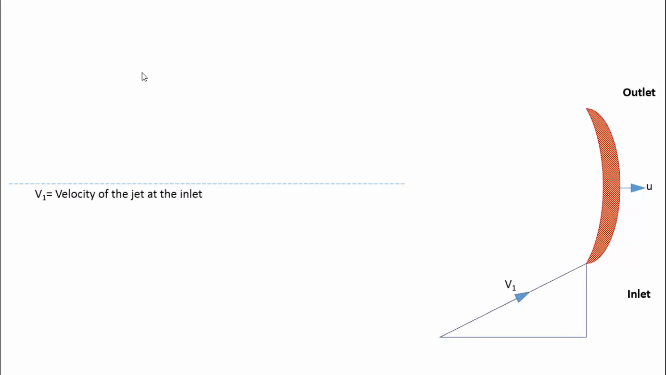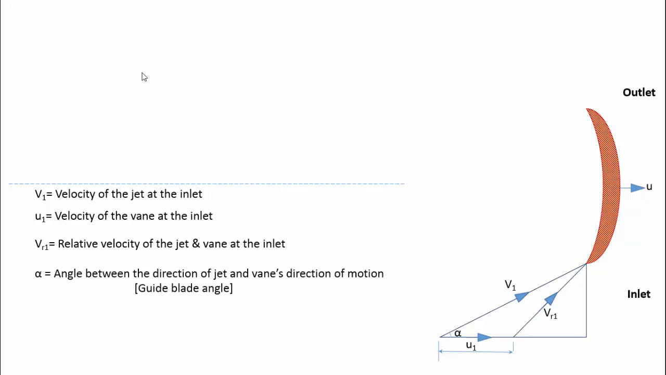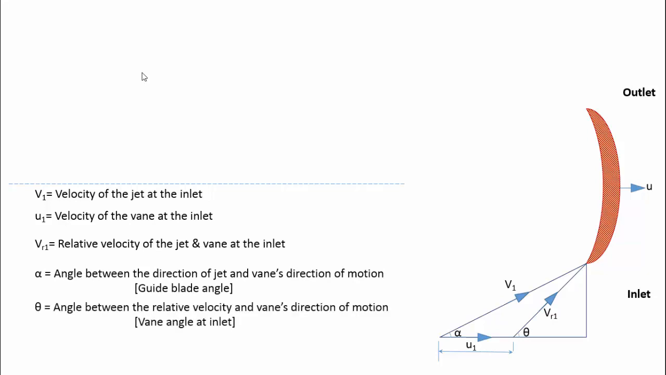As the blade is moving simultaneously, let's take the velocity of the blade or vane at the inlet as u1. The blade and the jet are moving simultaneously. The relative velocity between the jet and the blade is taken as vr1. The angle made between the jet velocity and the movement of the blade is taken as alpha. Likewise, the angle made between the relative velocity and the movement of the blade is taken as theta.